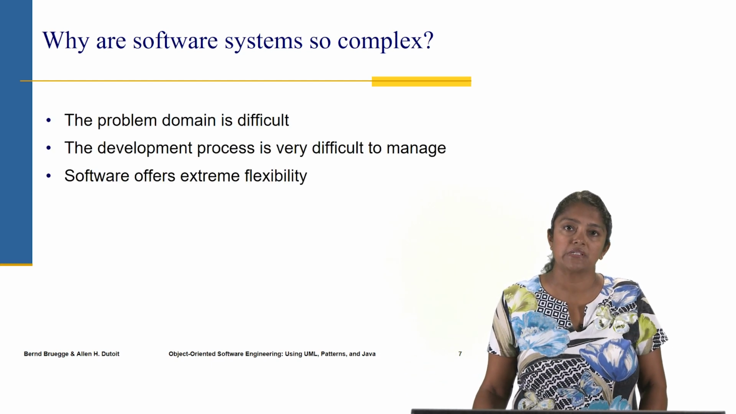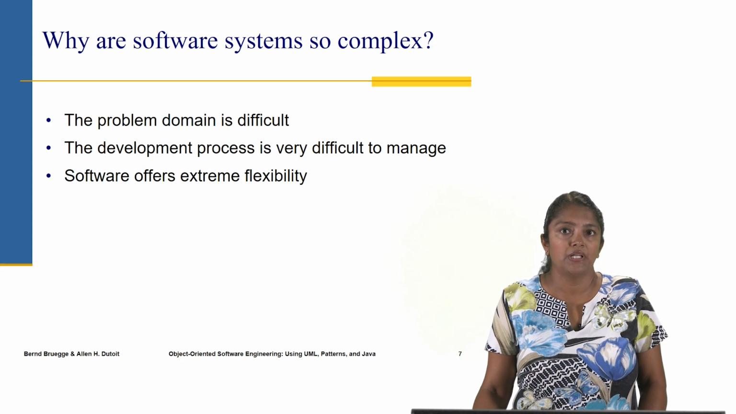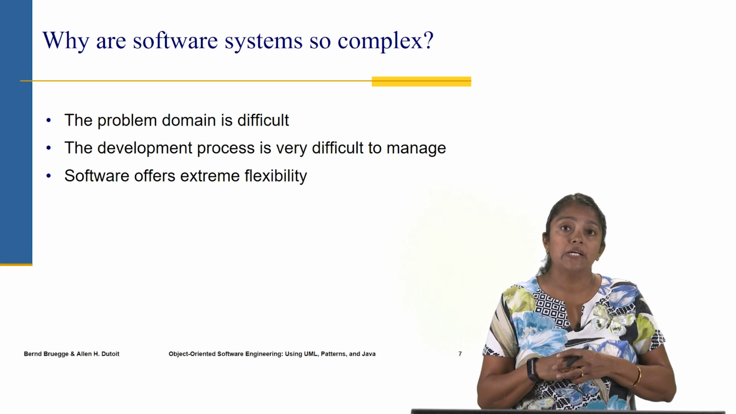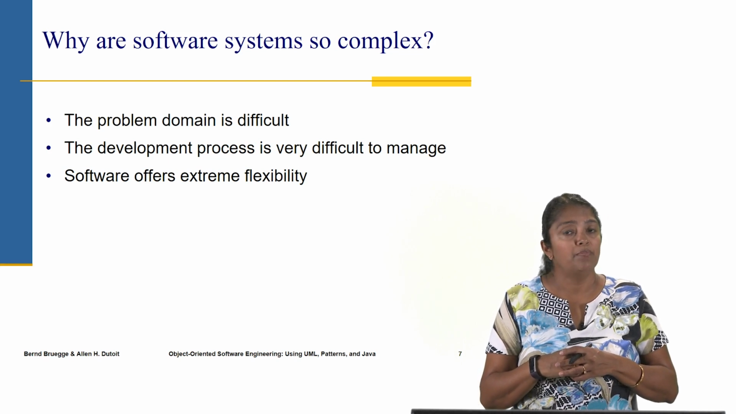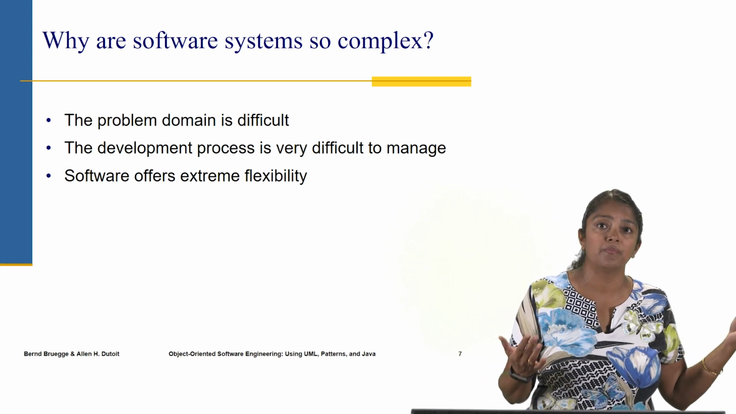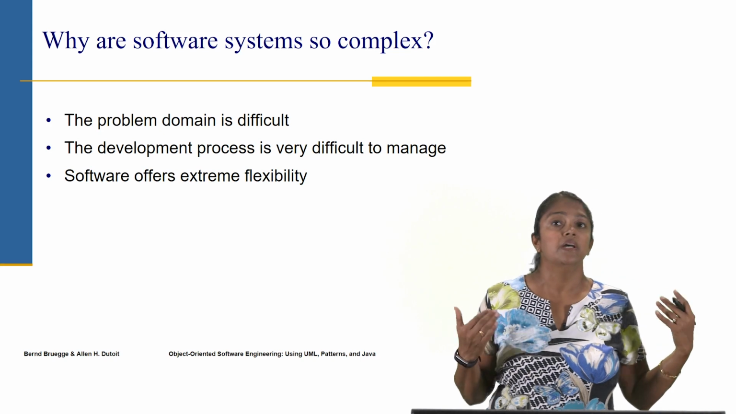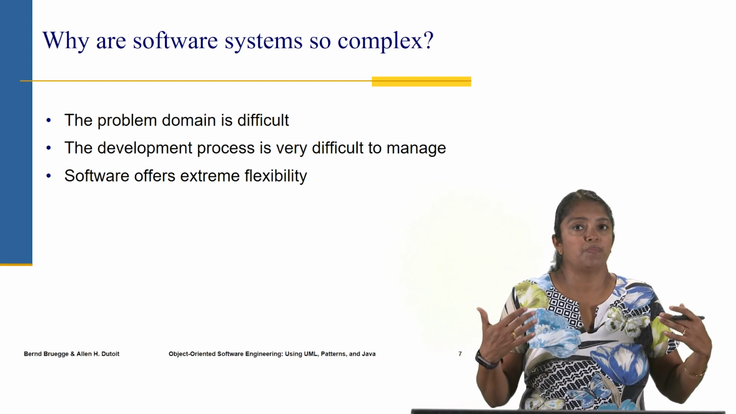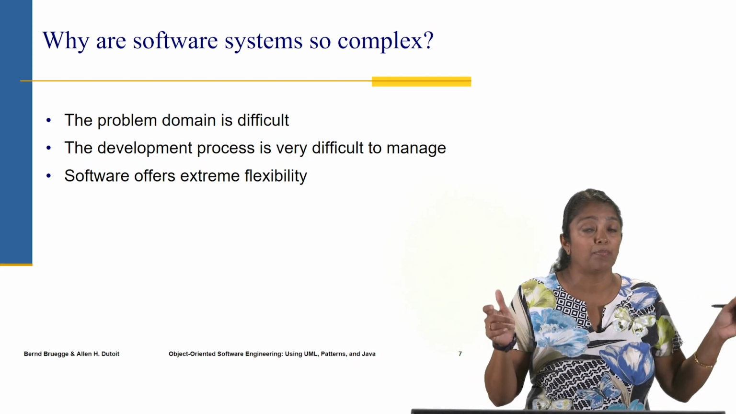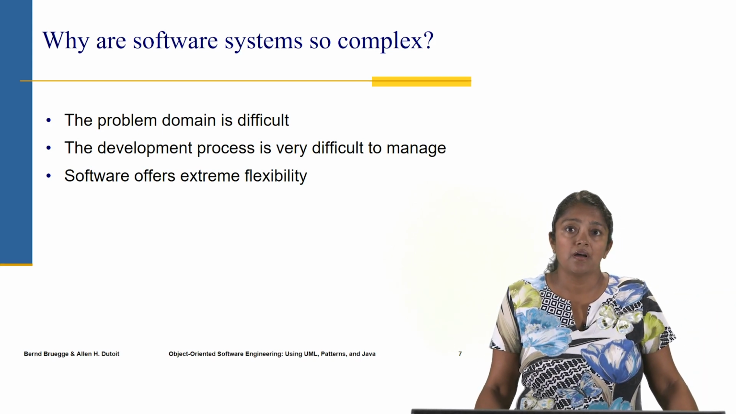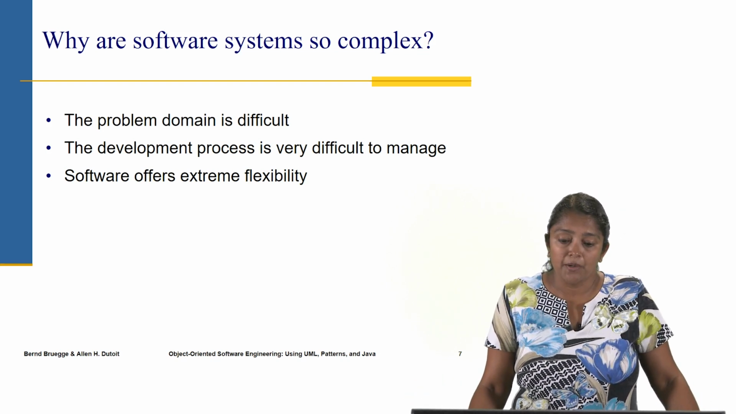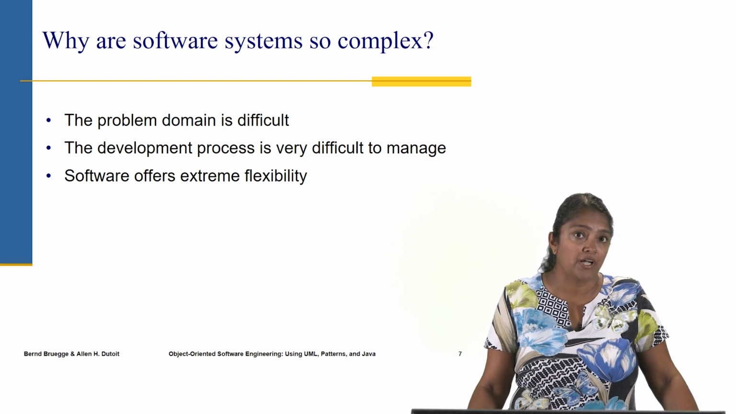Because the problem domain is difficult, and typically the team that's working on designing and creating the software system builds expertise in the problem domain, but then they are working on multiple projects, and each problem is from a different domain, which means it's not just being an expert in software engineering. Now they need expertise in that application domain as well, and that's a very hard skill to expect people to have. The development process is very difficult to manage.